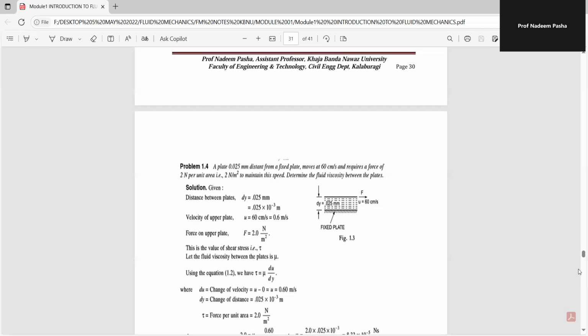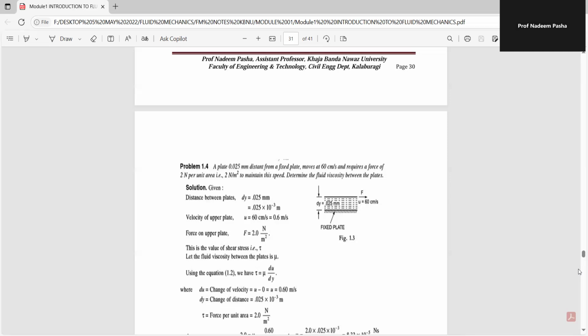So what is given to you? Distance between the plates, dy, is given to us as 0.025 mm. Velocity of upper plate, U, is the velocity required to move the plate, 60 centimeter per second. Converting this into meter per second, it comes out to 0.6 meter per second. Now, force on the upper plate: how much is it? 2 Newton per meter square. This is the value of shear stress tau. Now what you need to calculate is viscosity. Let the fluid viscosity between the plates be mu.